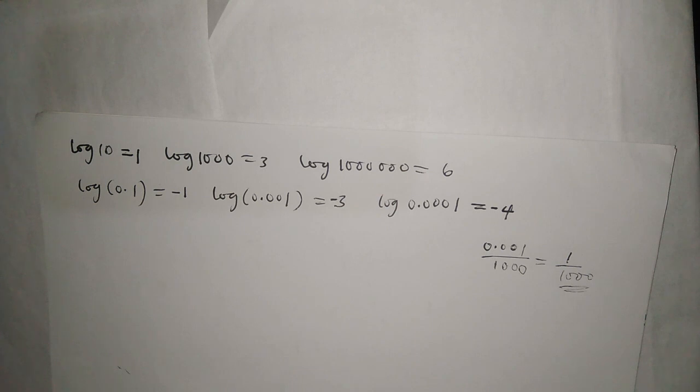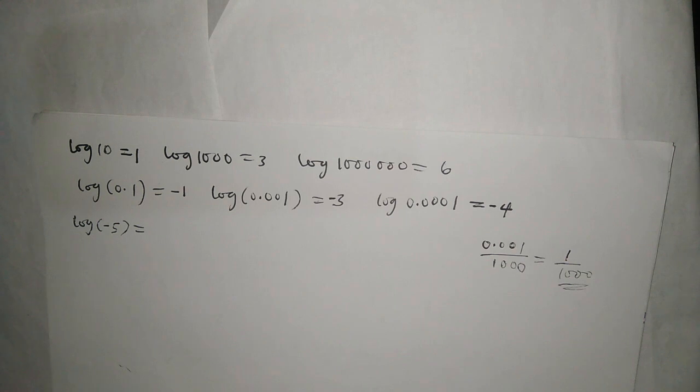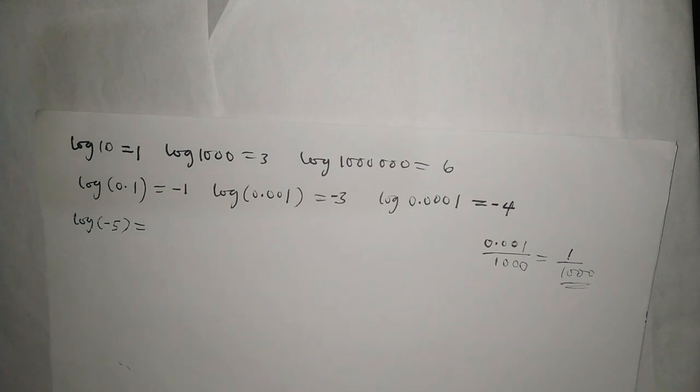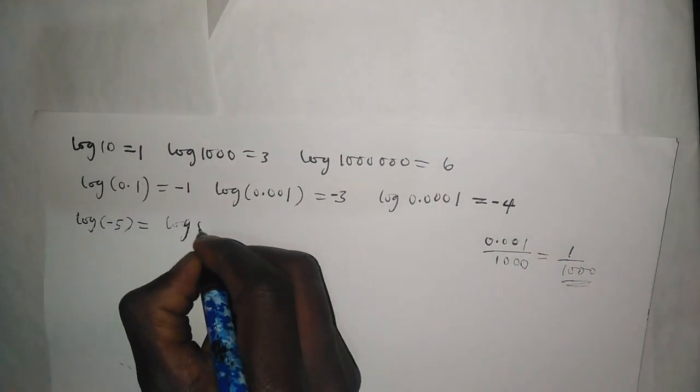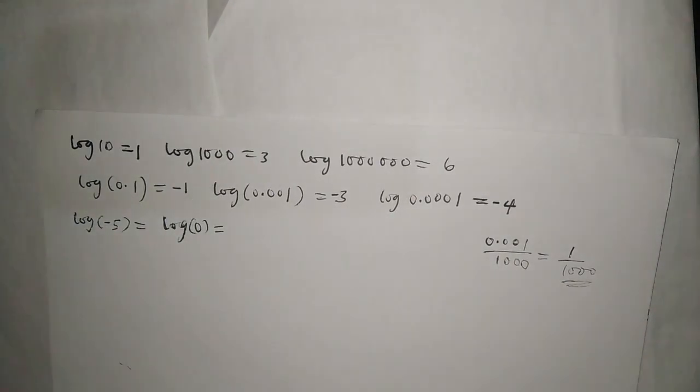So what if we have log -5? How do you evaluate this particular log? You can't have a log less than 0. So what if you have log 0? This log does not exist. A log cannot be 0 or less than 0.